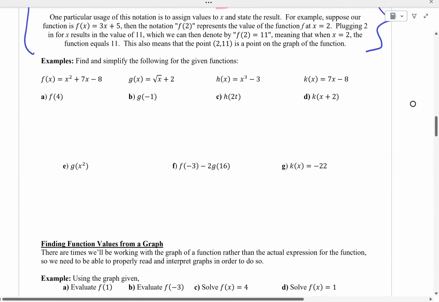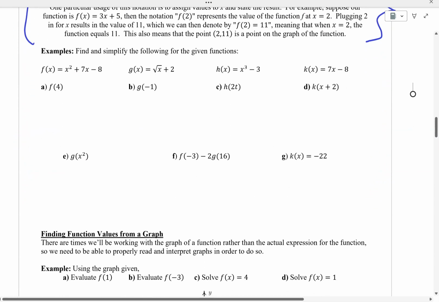Okay, so here are some of the examples that we're going to do. Notice up here, I gave you 4 different functions. So we have the f function, the g function, the h function, and the k function. Each example that we're going to do, we have to make sure we match it with the right function. Notice on A, I gave you the f function. So it's asking me to find f of 4. So all I want to do is plug in 4. Remember when you plug in, it's very important that you use those parentheses.